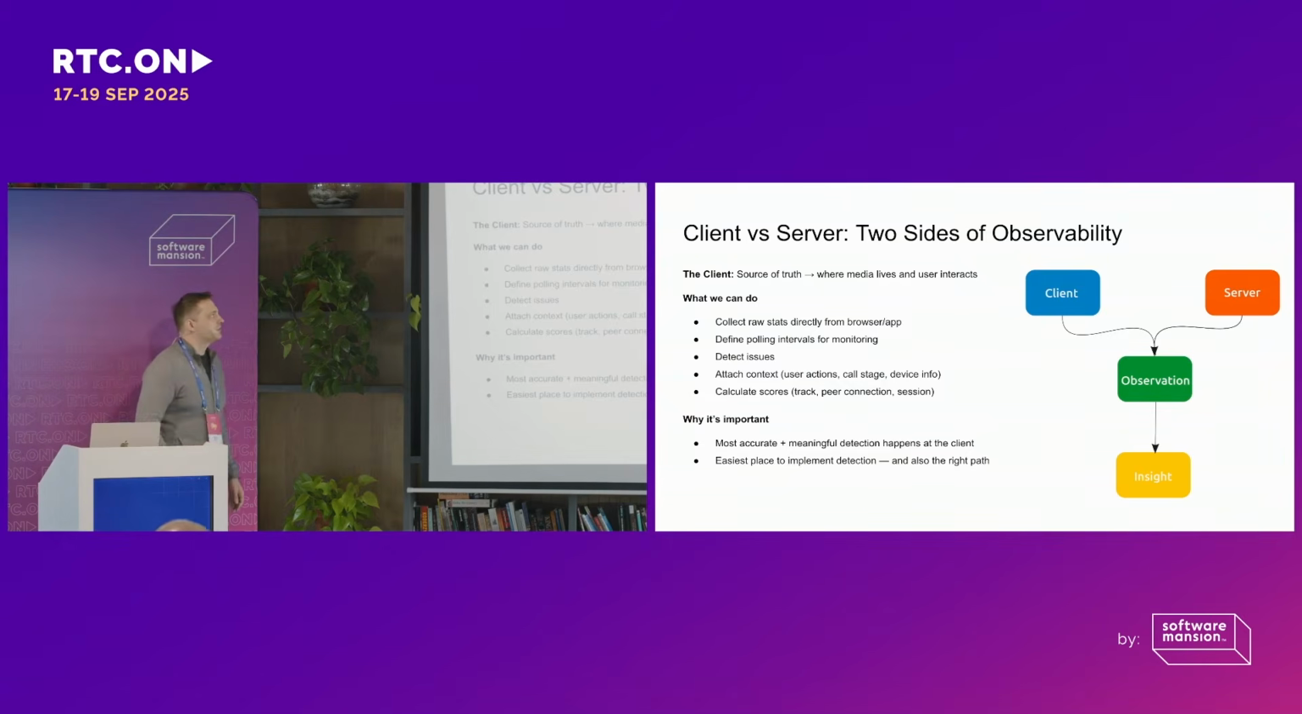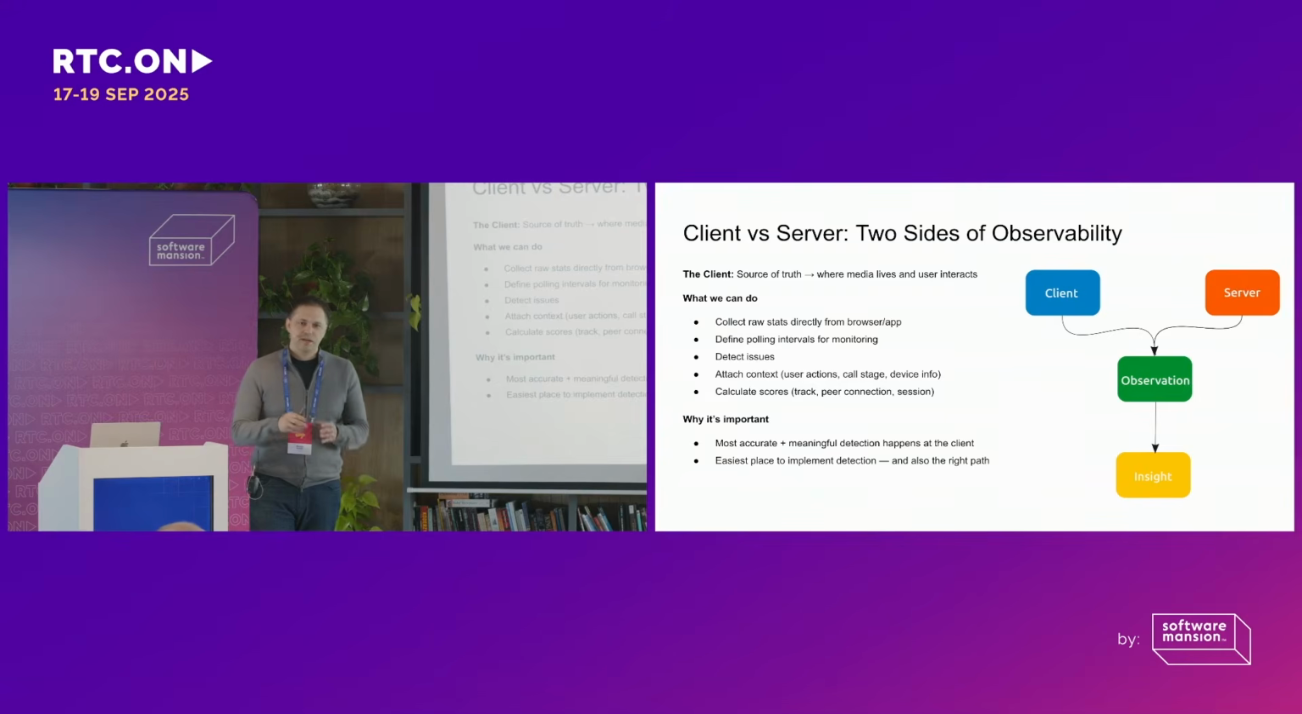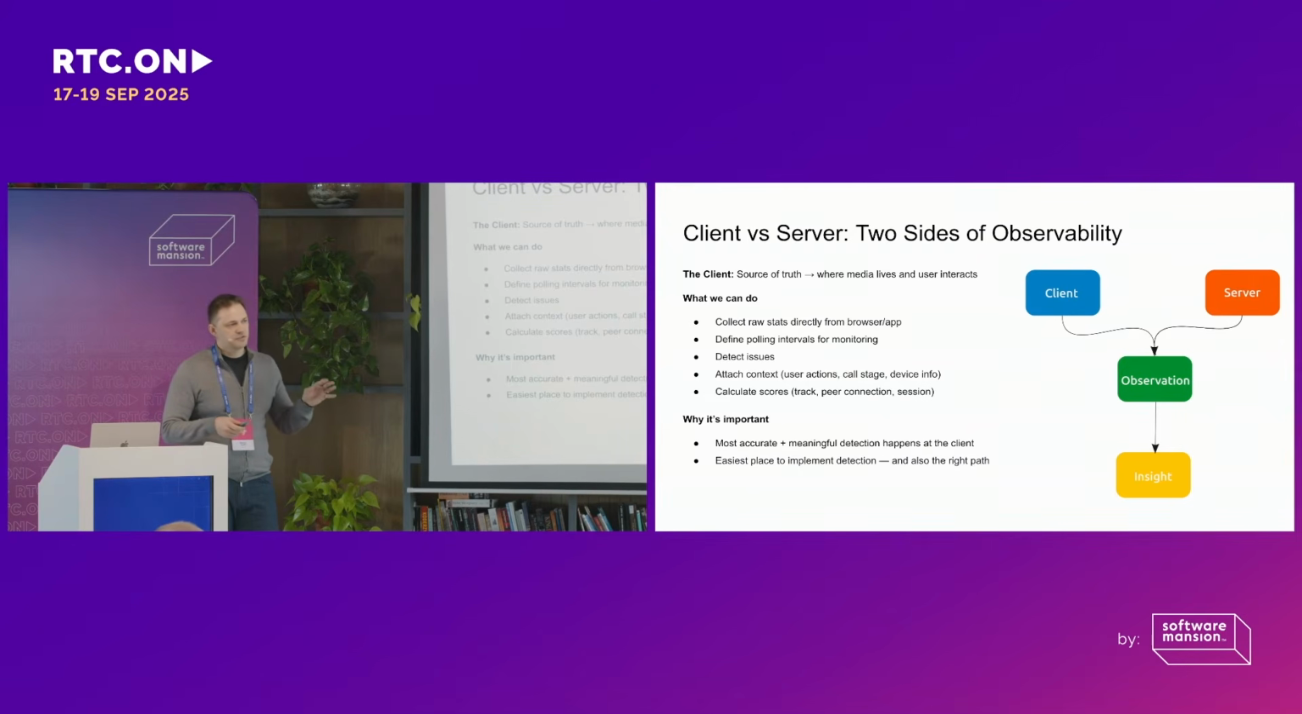So let's break observability into two main parts, client side and server side. They both play critical roles, but their responsibilities and strengths are different. The client is the source of the truth. It is where the user interacts, raw stats are pulled, the environment is detected, and client issues are happening.